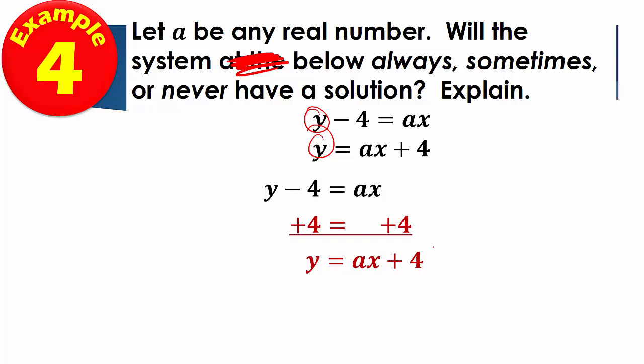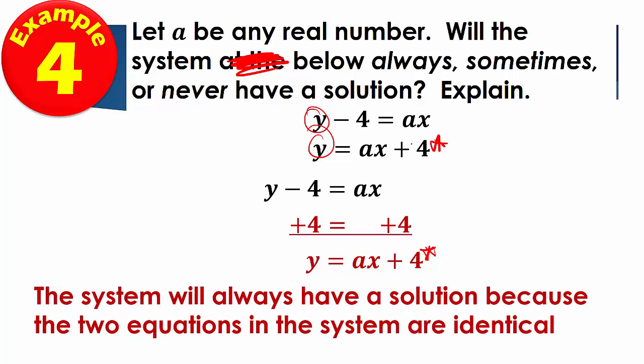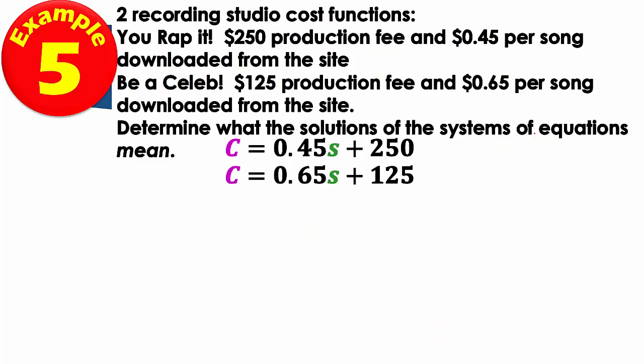Now notice that this and this are exactly the same, and because they are exactly the same, the system will always have a solution because the two equations in the system are identical. If they were different, then they would never have a solution. Okay? If it was a different letter in front, there could be sometimes, I don't know, it would depend. But in this case, it's always, and if you ended up with y equals ax minus 4 and y equals ax plus 4, because these are different, this one would never have a solution. Just a second example.